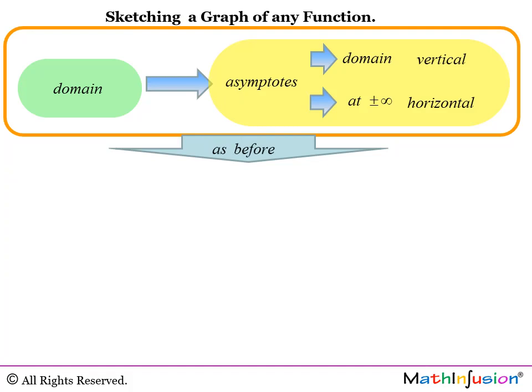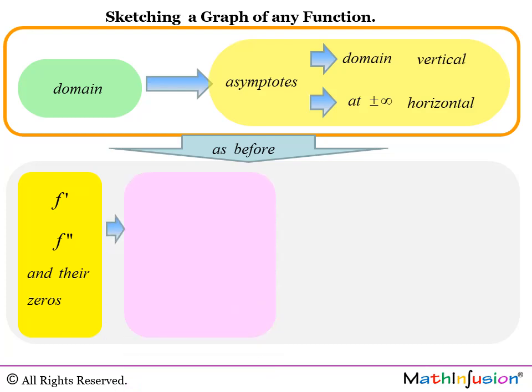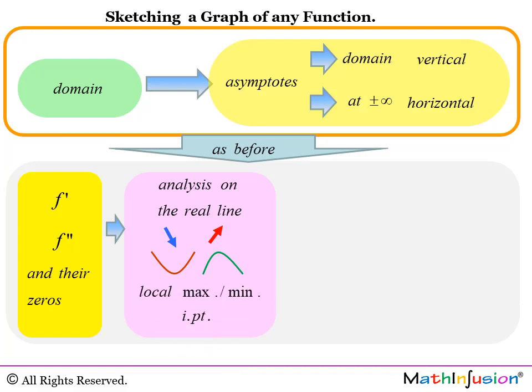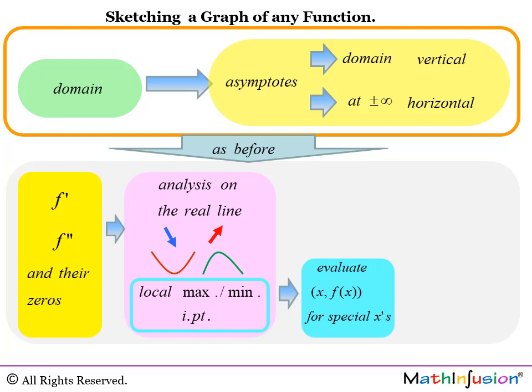Then we have to do exactly as before, which means sketch a graph that does not have asymptotes. We are going to differentiate once and twice and find the zeros of the first and the second derivative. We are going to do analysis on the real line for the first and the second derivative to find increasing, decreasing, concave up, concave down, local max, min, and inflection points. All those are important points, and we need to find the coordinates, which means we have to evaluate f of x at each one of those specific x's.